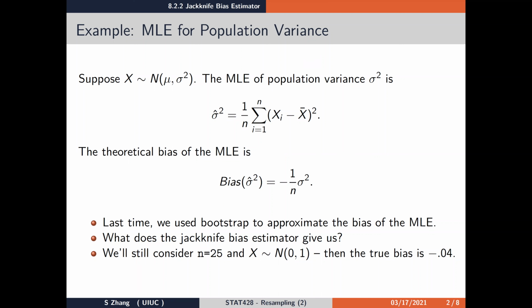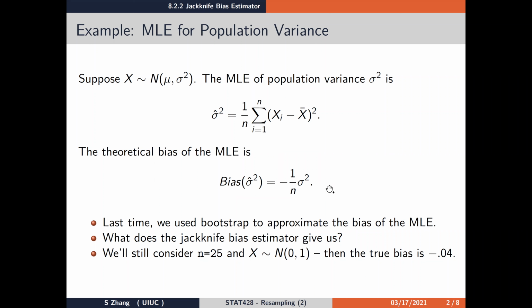Suppose X follows the normal distribution with mean mu and variance sigma squared. The maximum likelihood estimator for population variance sigma squared is given by sigma hat squared, which is the mean of the individual xi's minus the sample mean, squared. The theoretical bias of this maximum likelihood estimator is given by the bias of sigma hat squared, which is equal to negative 1 over n sigma squared.